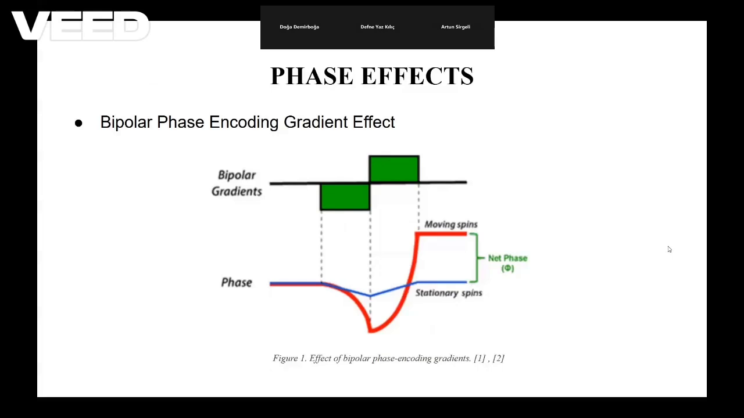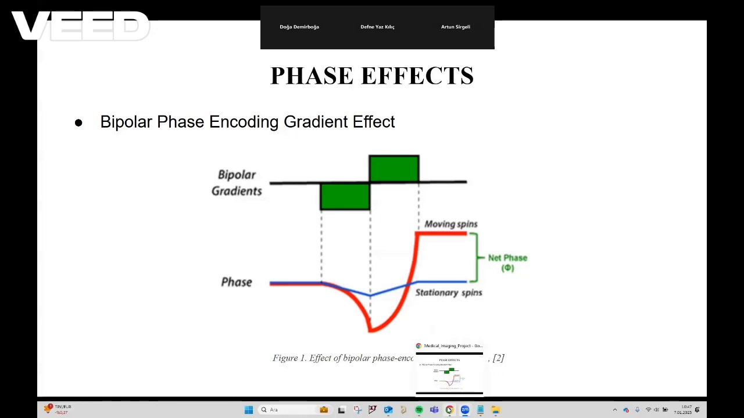In normal echoplanar imaging with spin echo, we assume stationary spins. This leads us to linearly draw the accumulation of phase with bipolar gradients in the readout direction. However, with moving spins, the accumulation of phase behaves differently, and we have a net phase gain when we shouldn't. This is the non-ideality caused by the phase effect.